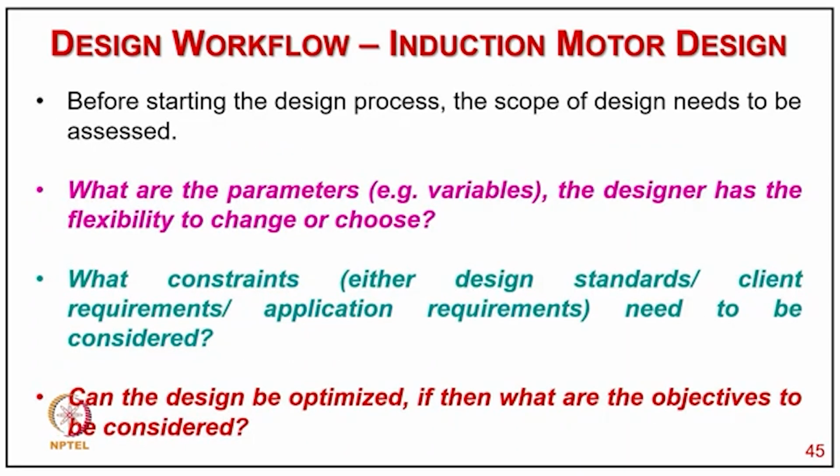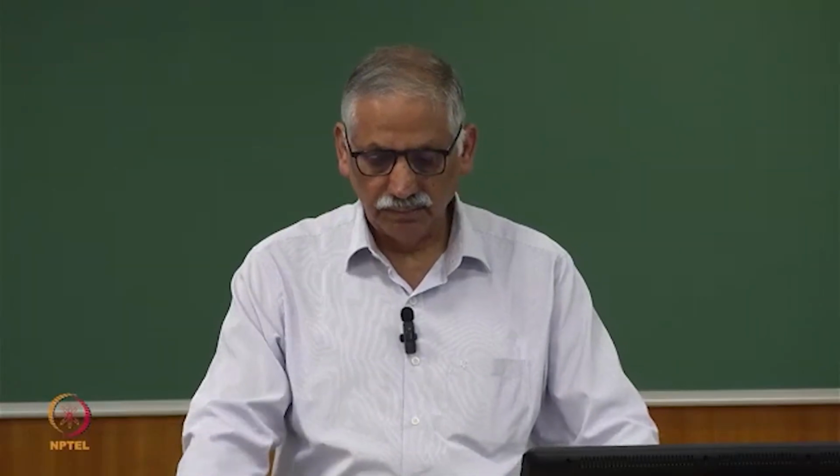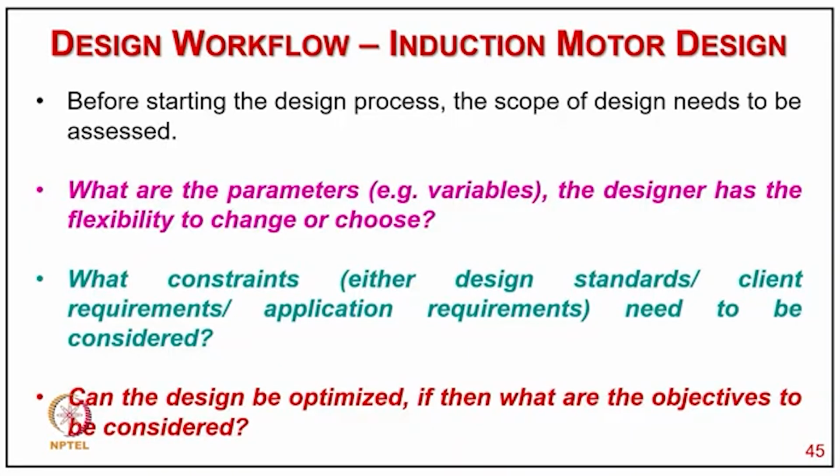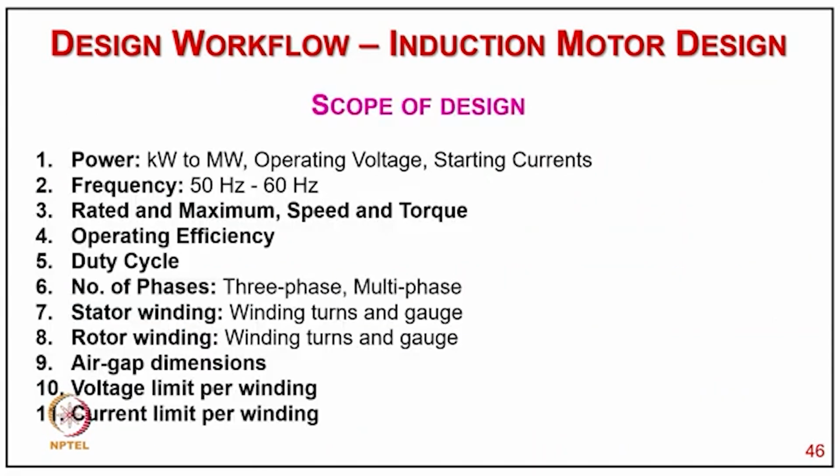Now, before starting the design process, the scope of design needs to be assessed. What are the parameters, like variables, that the designer has the flexibility to change or choose within certain limits? Design is a reasonably iterative process because there is a range of variables, depending on the rating and on the material property specification. What constraints, either design standard, client requirement or specific application requirement, need to be considered, and can the design be optimized? If so, what are the objectives to be considered?